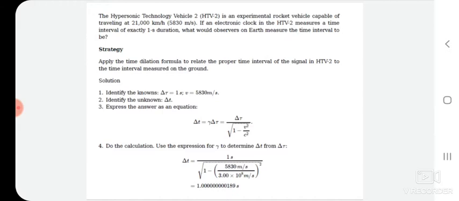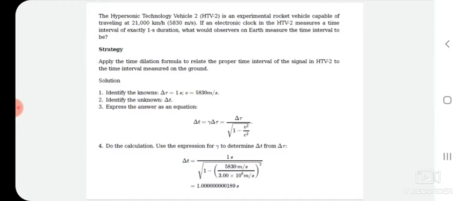If we substitute that value, delta t equal to 1 second and v equal to 5830 meter per second, and simplify, then we will get delta t equal to 1 second divided by square root of 1 minus 5830 meter per second divided by 3 into 10 to the power of 8 meter per second, whole square. If we solve this numerically, we will get 1.00000000189 seconds. Means the time dilation can occur.